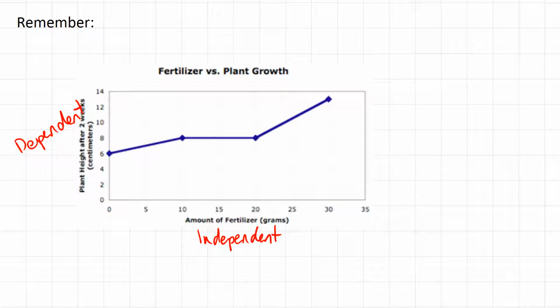So the variable on the y-axis depends on the variable on the x-axis. So for example here, we have the plant height of a plant being graphed against the amount of fertilizer that it's given. And you can see that the plant height depends on the amount of fertilizer it's given. According to this graph, the more fertilizer it's given, the higher it tends to grow.